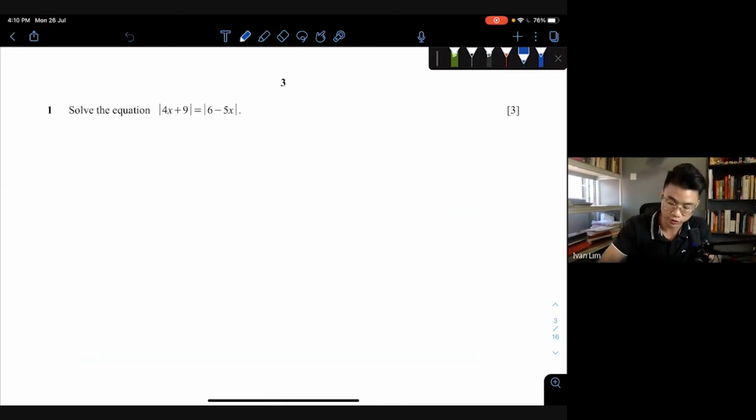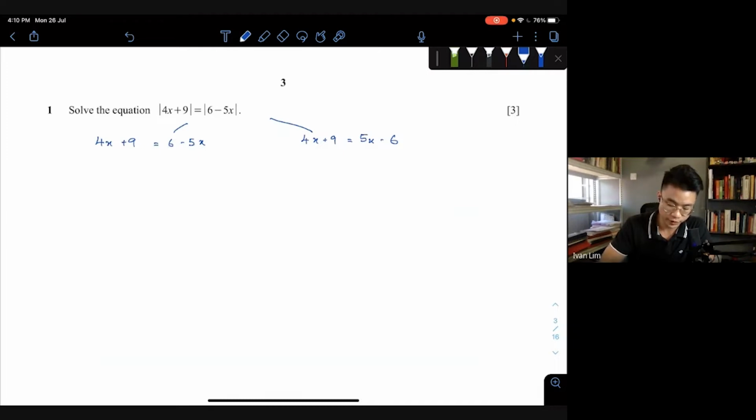So all you need to do, separate this into two equations. 4x plus 9 equals to 6 minus 5x. Then your second equation, 4x plus 9 equals to, you can just write 5x minus 6. That means I multiply the negative. One is positive, one is negative. Got it, this one? Okay, then go and solve.